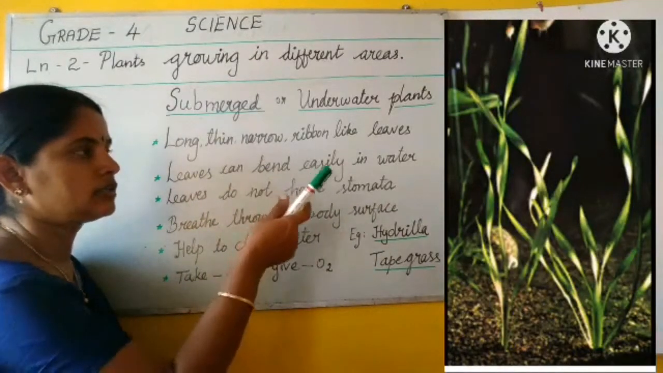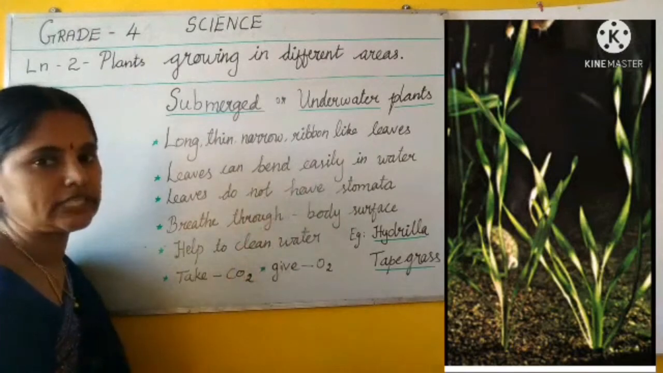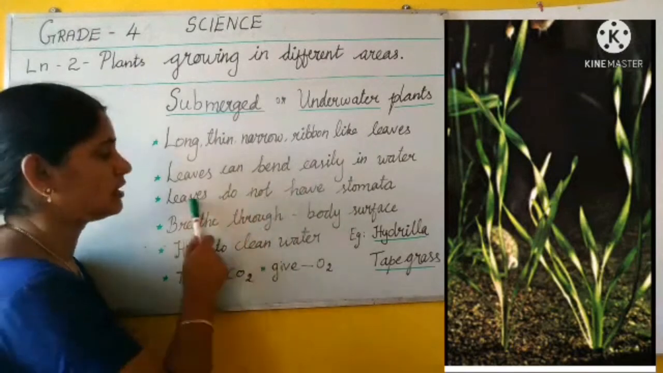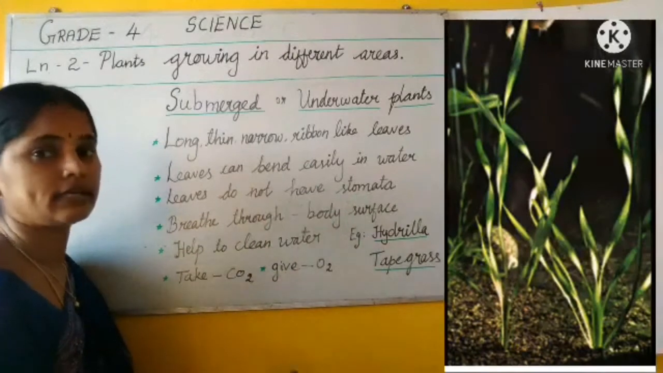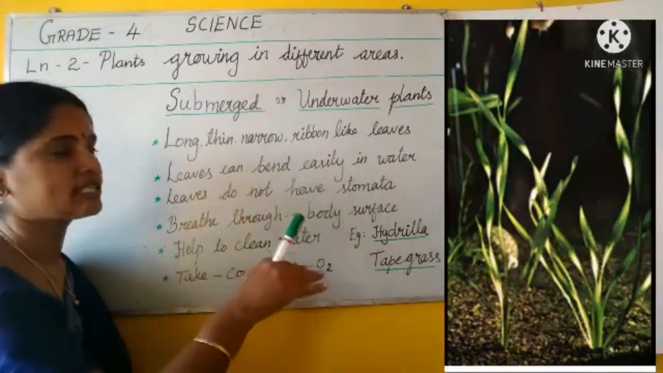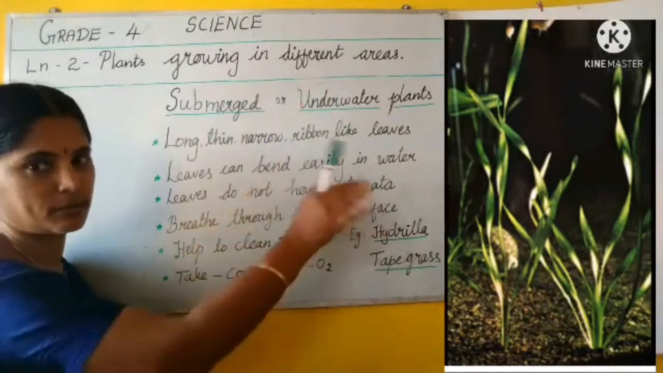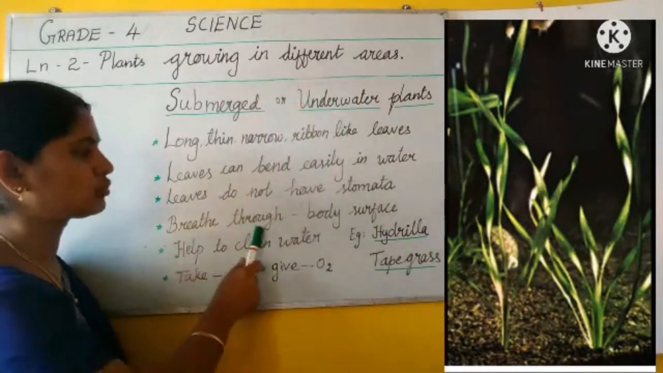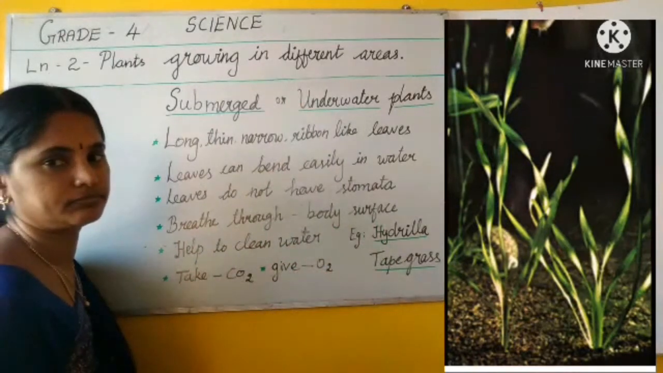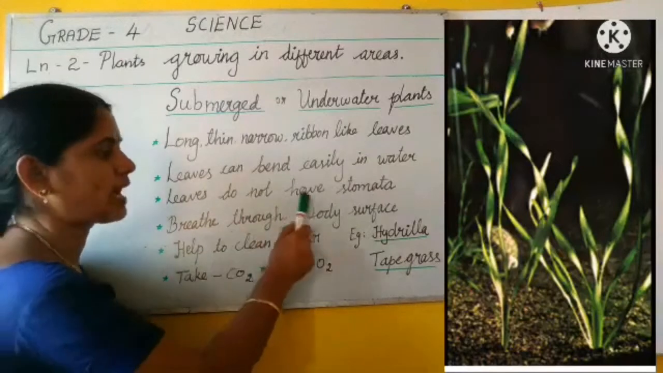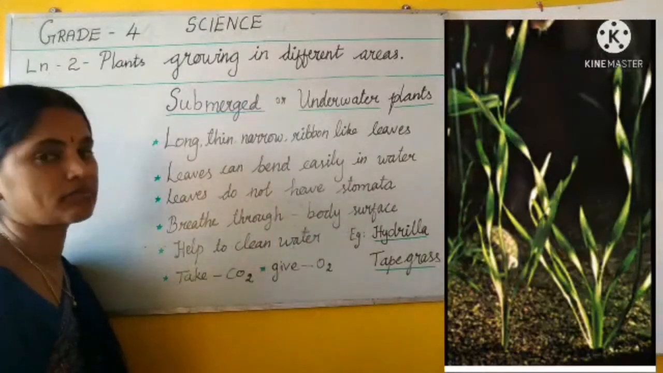And in these leaves, there are no stomata. Leaves do not have stomata. Then how do they breathe? Through their body surface, the stem and other parts. Leaves do not have stomata, so they breathe through their body surface.